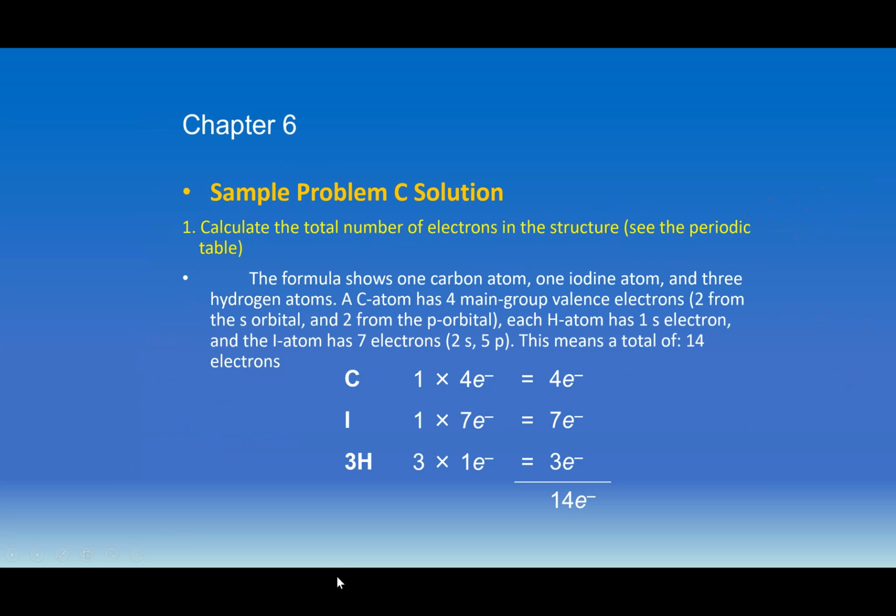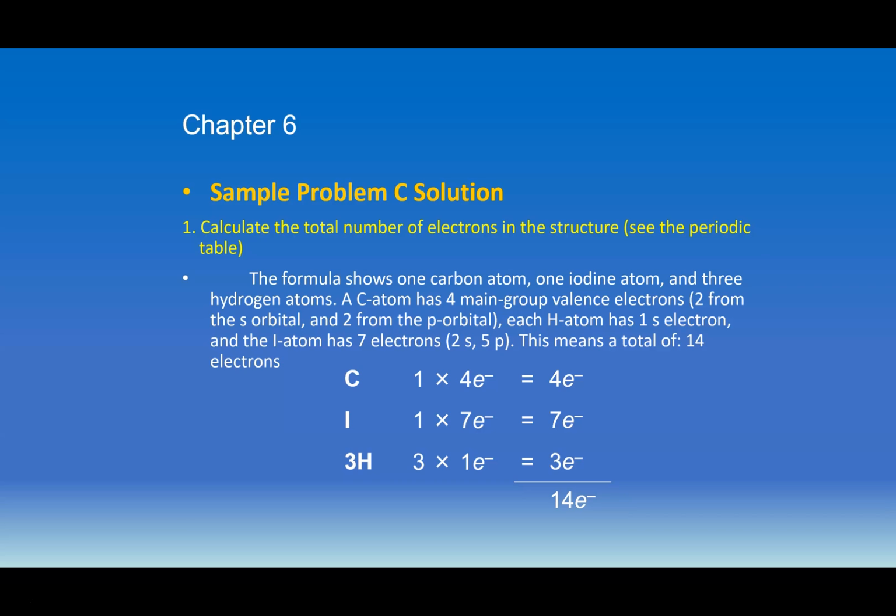Okay, so we're going to go through and do this for CH3I. Remember that it has 3 hydrogens, so however many valence electrons one hydrogen has, we're going to multiply it by 3 to get the total number that it'll add to the structure. So we have 1 carbon atom, which has 4 valence electrons. We have 3 hydrogen atoms, which are going to have 3 valence electrons when you add all 3 together. And then we have 1 iodine atom, which has 7 electrons to add to the structure.